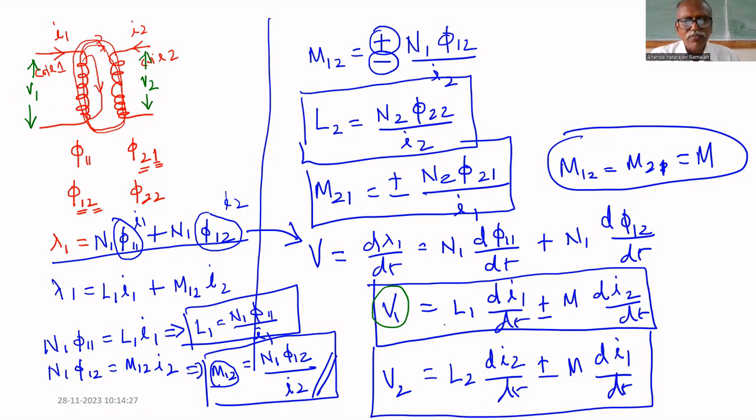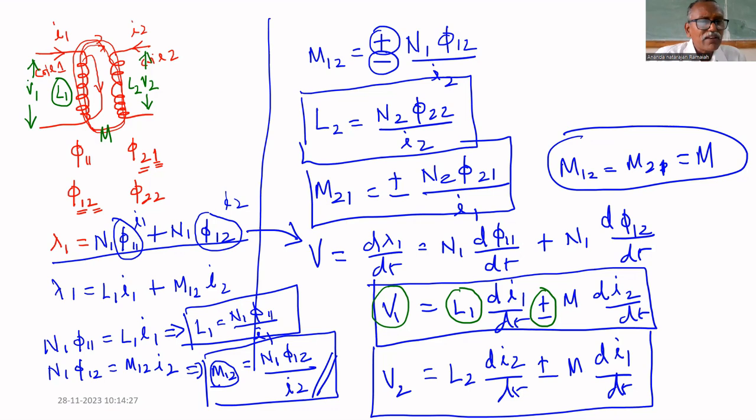What is V1? V1 equal to L1 di1 by dt plus or minus M multiplied by di2 by dt, where L1 is the self-inductance of the first coil, L2 is the self-inductance of the second coil, and M is the mutual inductance between the two coils.